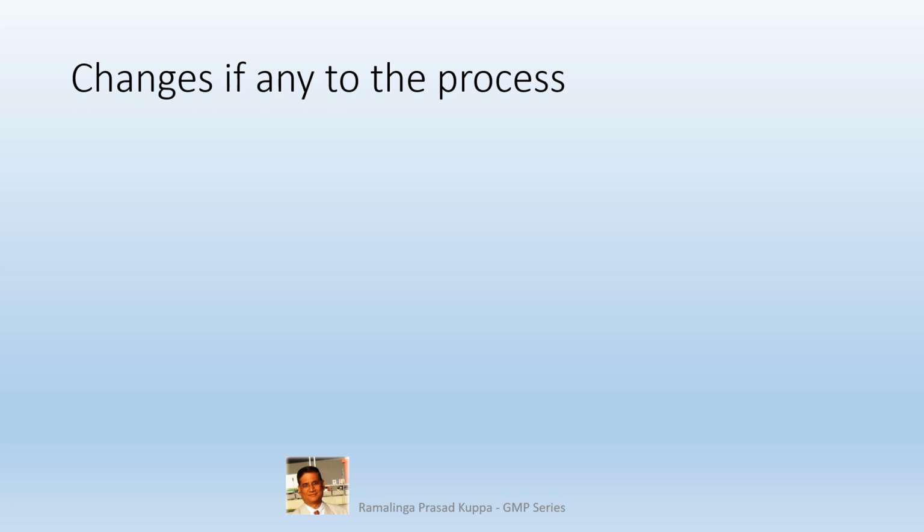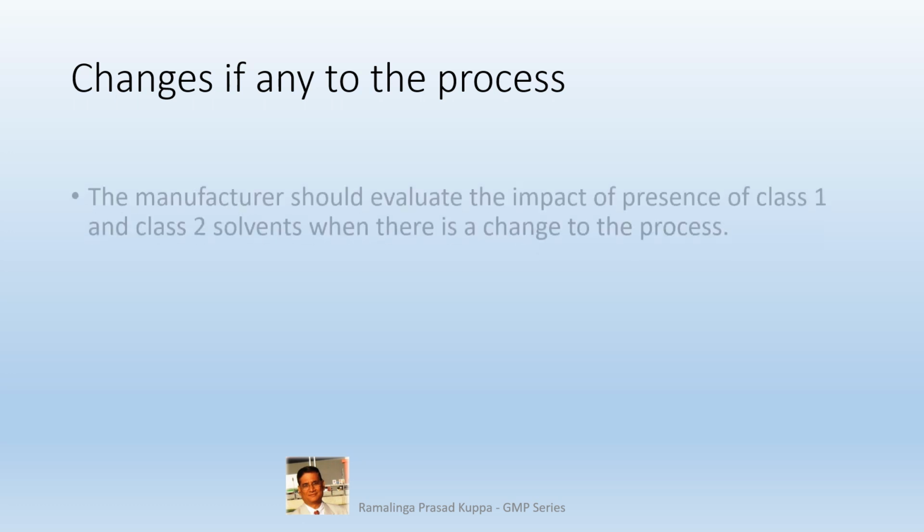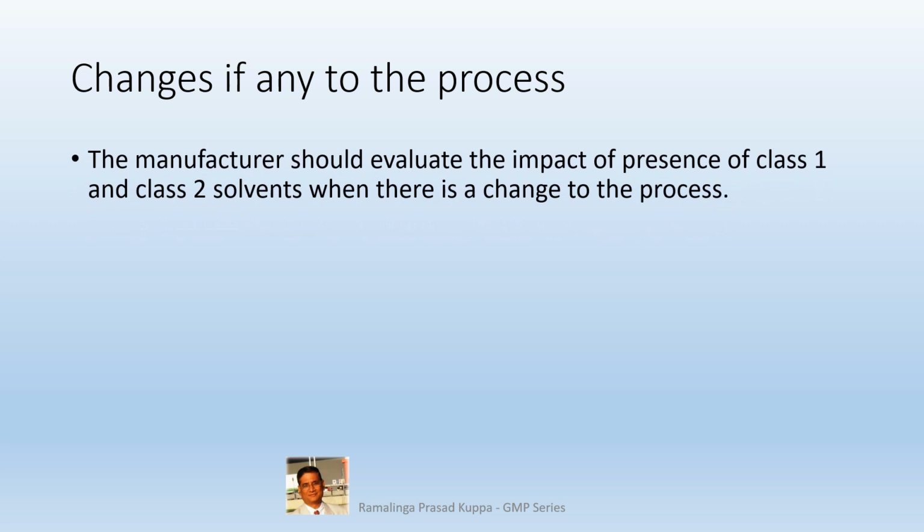Let us see the strategy for changes, if any, to the process. The manufacturer should evaluate the impact of the presence of class 1 and class 2 solvents when there is a change to the process. This step is important.